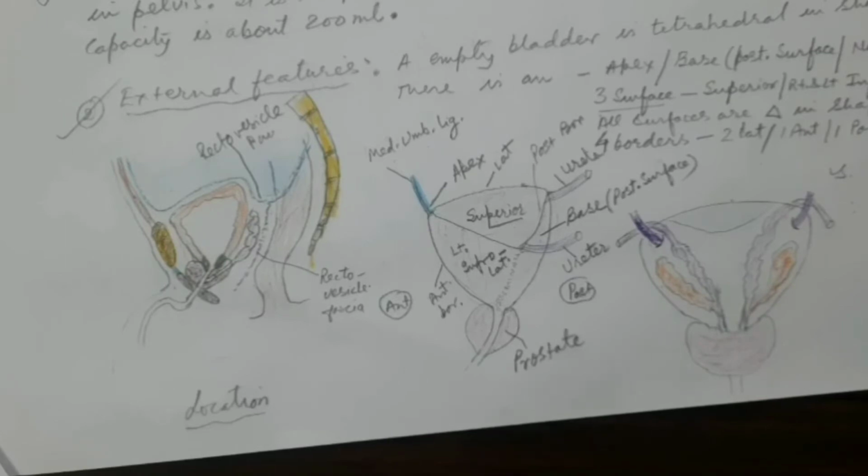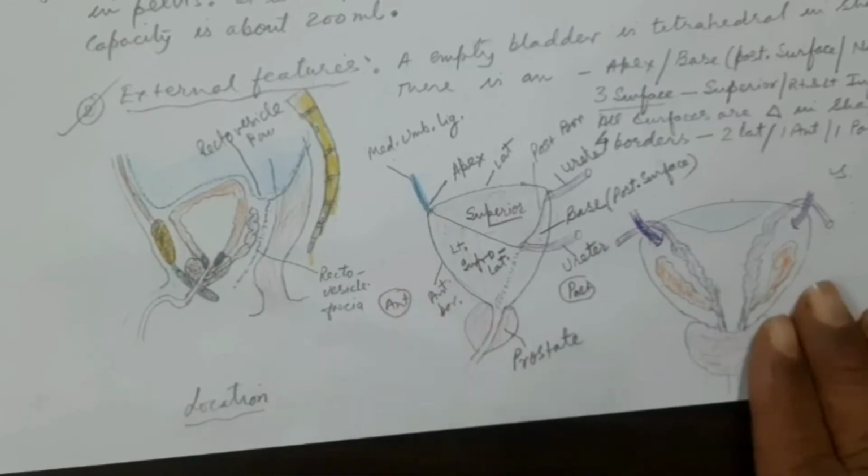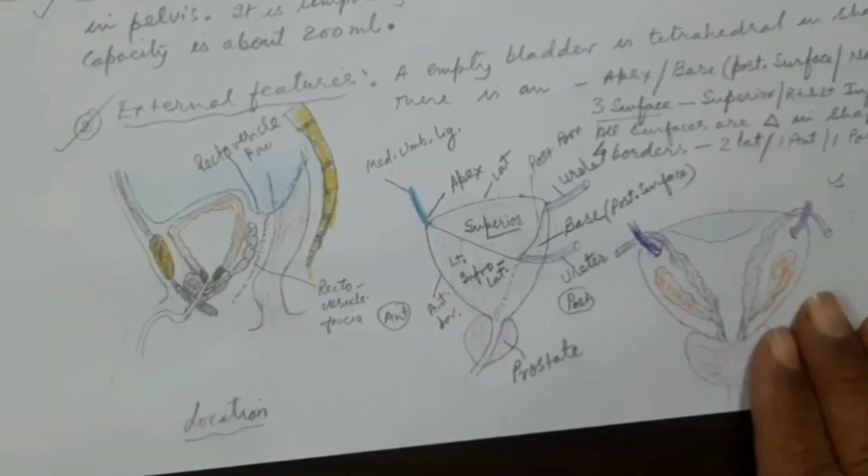That's why it is tetrahedral. But when it is full, this infralateral surface becomes the anterior surface, and it is not covered by the peritoneum. It pushes the peritoneal cavity upwards towards the umbilicus and becomes an abdominal organ, because it becomes a large oval-shaped structure. Right, I think this completes the relations of the urinary bladder.